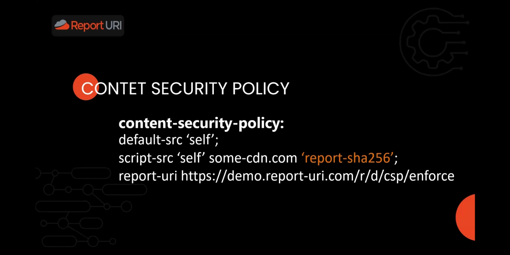And what this is doing now is it's saying to the browser, for all of the scripts that we do load, so for example, a script that came from somecdn.com, we want you to send us the SHA-256 fingerprint of the files that are being loaded. So we want the browser to check what the fingerprint is and then send that through to the reporting endpoint specified below, as we talked about earlier.